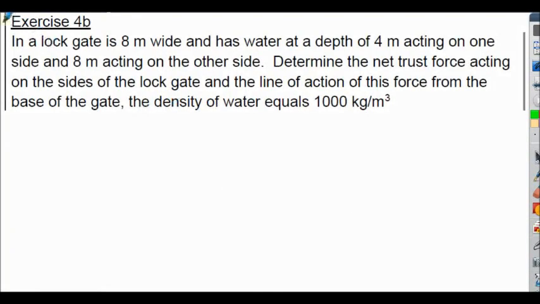I'll leave you with exercise 4b to attempt at your own pace. This essentially follows the same steps as exercise 3b.